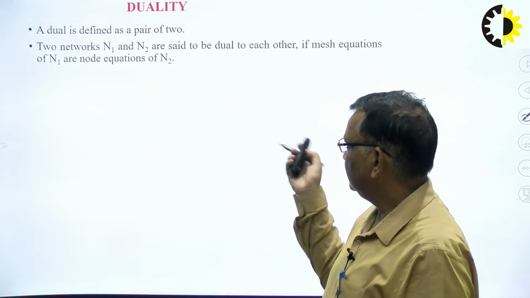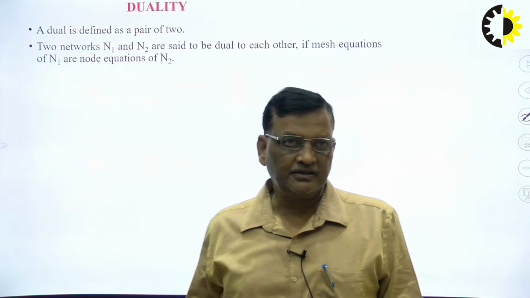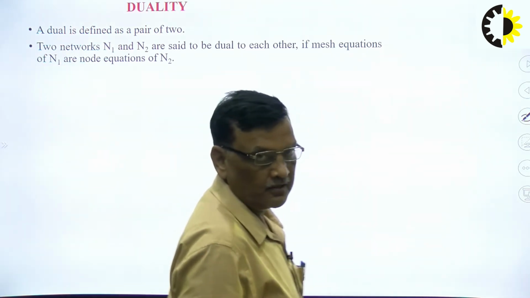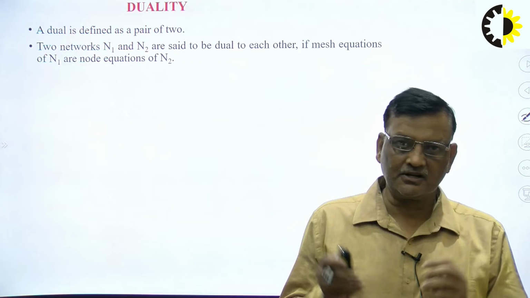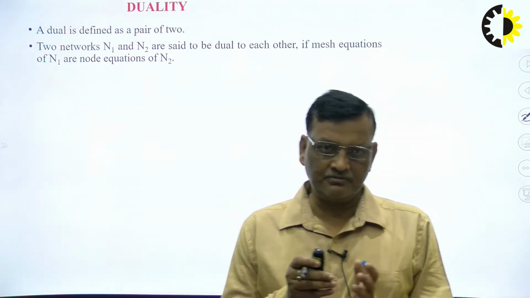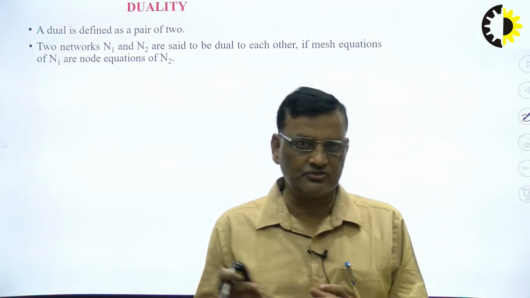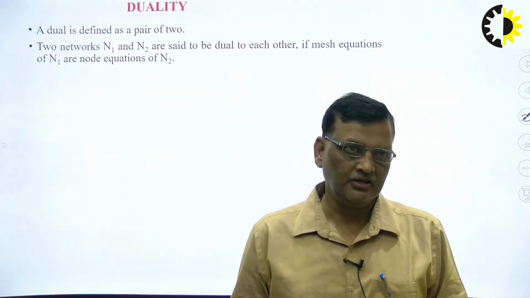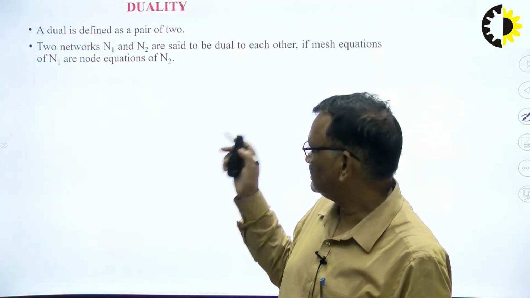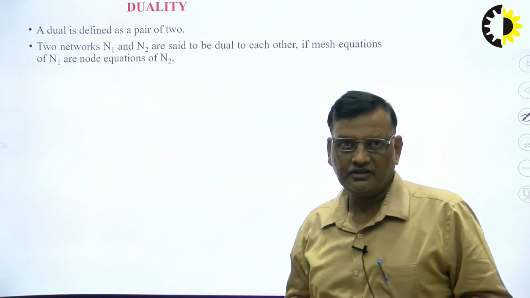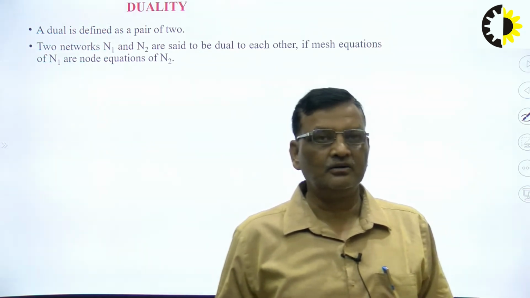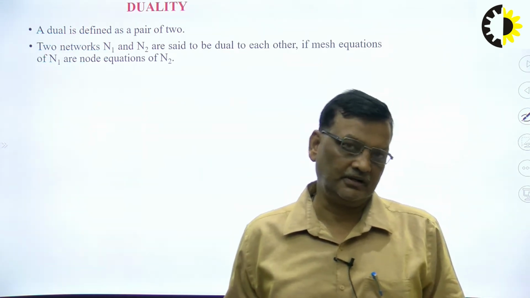So the duality is defined from the term dual, which is a pair of two. Suppose two networks are given, N1 and N2, and you are required to find some duality among these two networks. So how will we define it? From the network point of view, the two networks are said to be dual to each other if the mesh equations of network N1 are node equations of network N2.